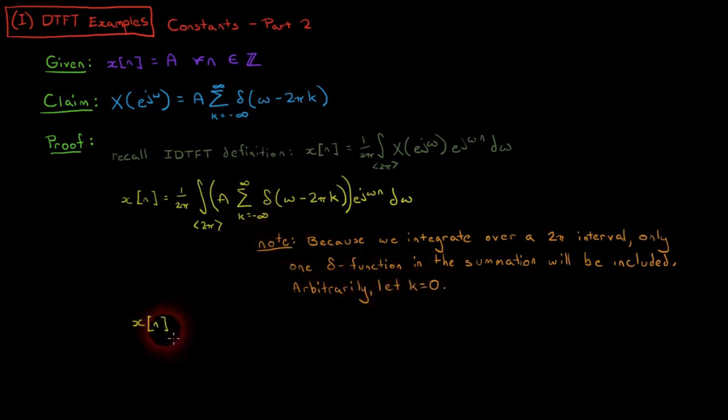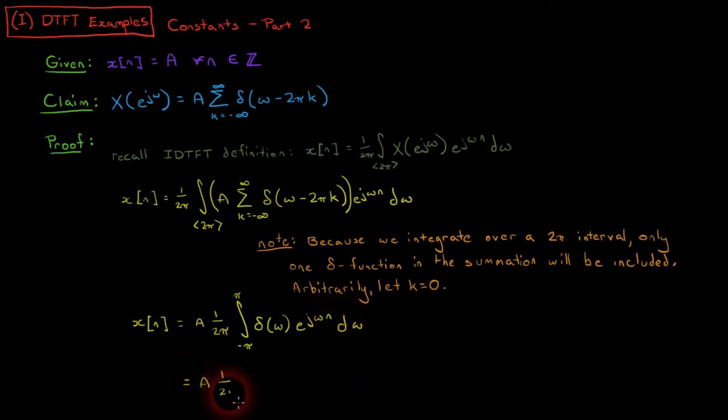Rewrite our equation as x of n equals a over 2 pi times the integral from negative pi to pi of delta omega times e to the j omega n d omega. Note that delta omega is equal to 0 for all values of omega except when omega is equal to 0. Plug in omega equals 0 into the equation and simplify. And we have proven that x of n is equal to a for all n.